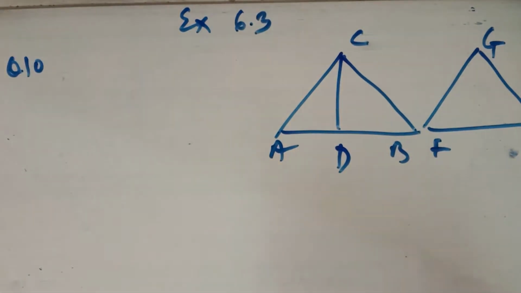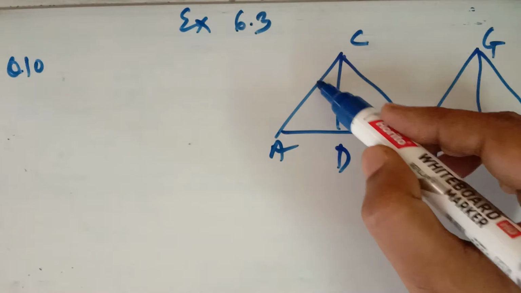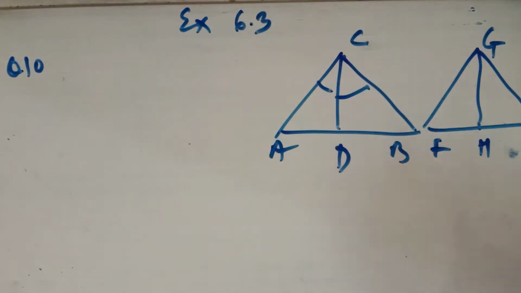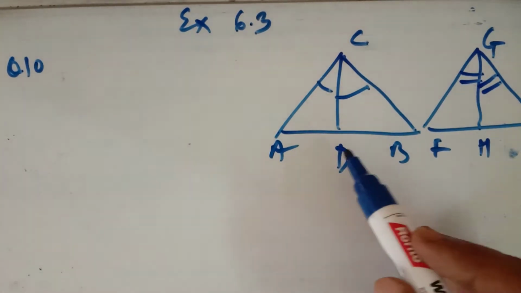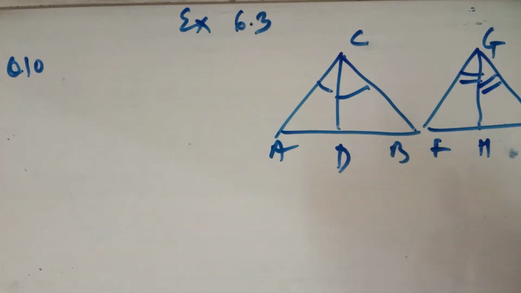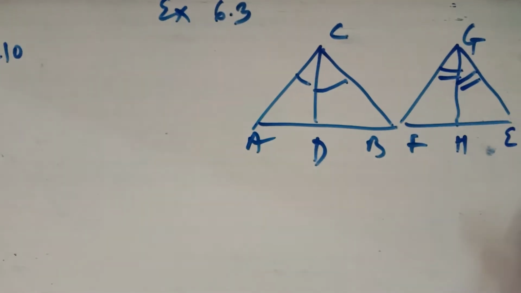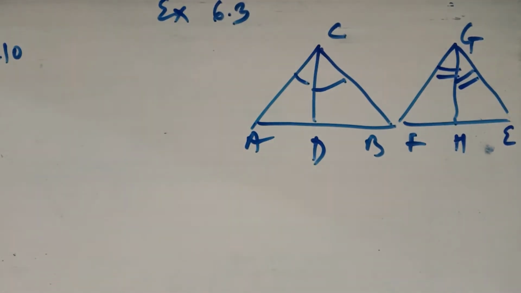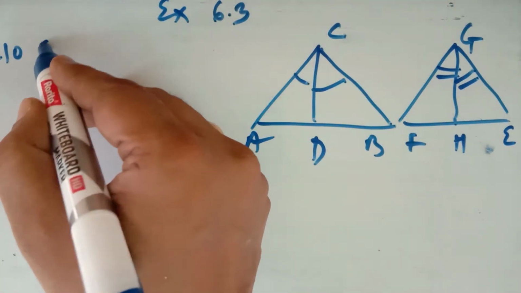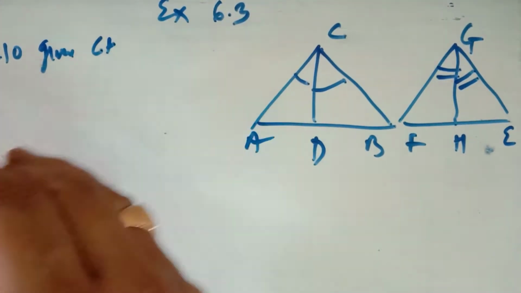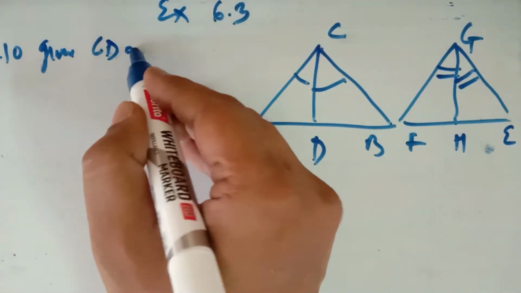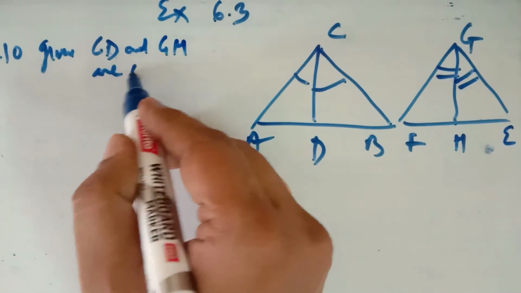It is given that CD and GH are respectively the bisectors of angle ACB and angle EGF, such that D lies on AB and H lies on EF of the triangles ABC and GFE. Now what is given? CD and GH are angle bisectors.